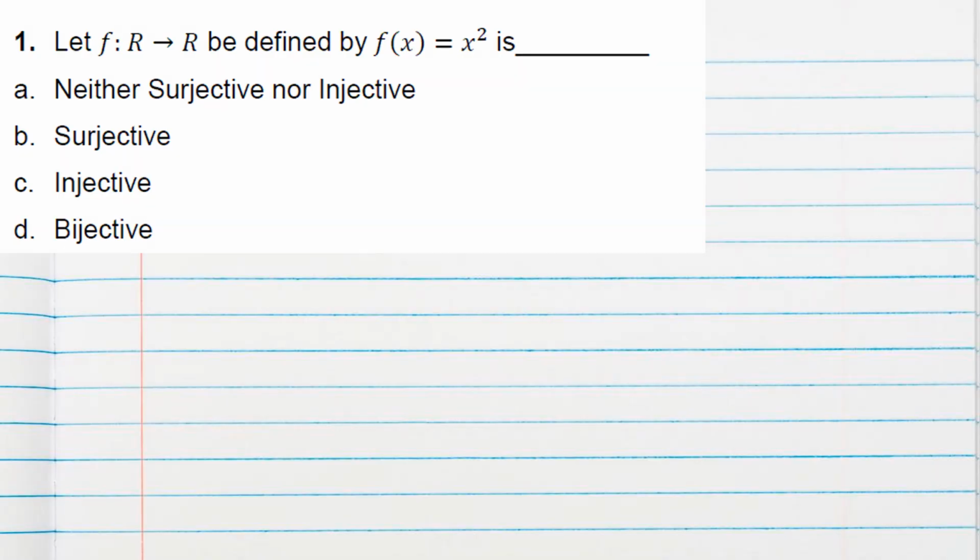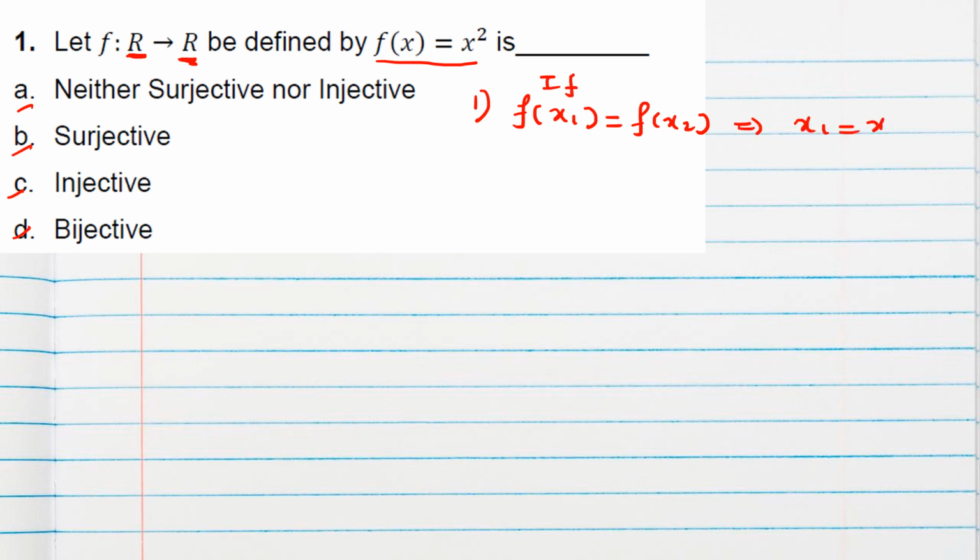The first question is, let f from R to R be defined by f of x equal to x square. If we observe the options here, A, B, C, D: neither surjective nor injective, surjective, injective, bijective. That means we have to check the injectivity and surjectivity of this function, and it is defined from R to R. Now to check injectiveness, oneness, we should follow this rule. f of x1 is equal to f of x2, then we should get x1 is equal to x2. If this happens, then we say that f is injective, right?